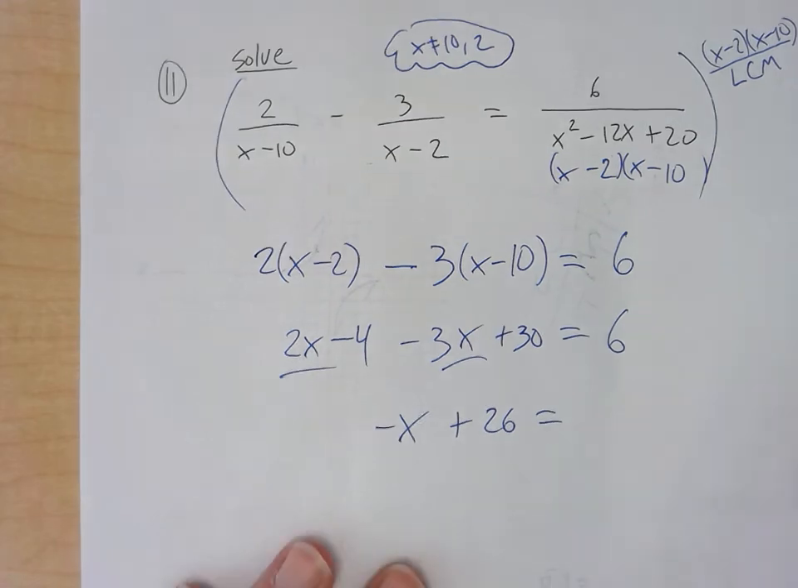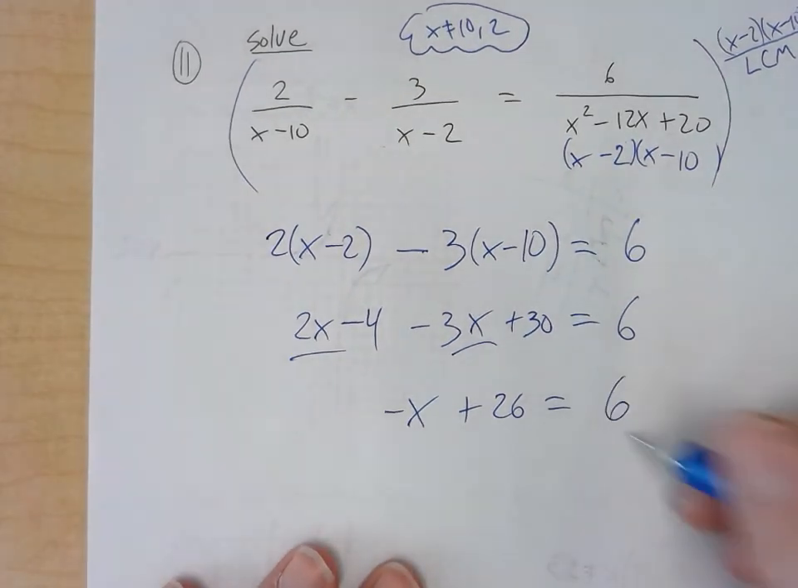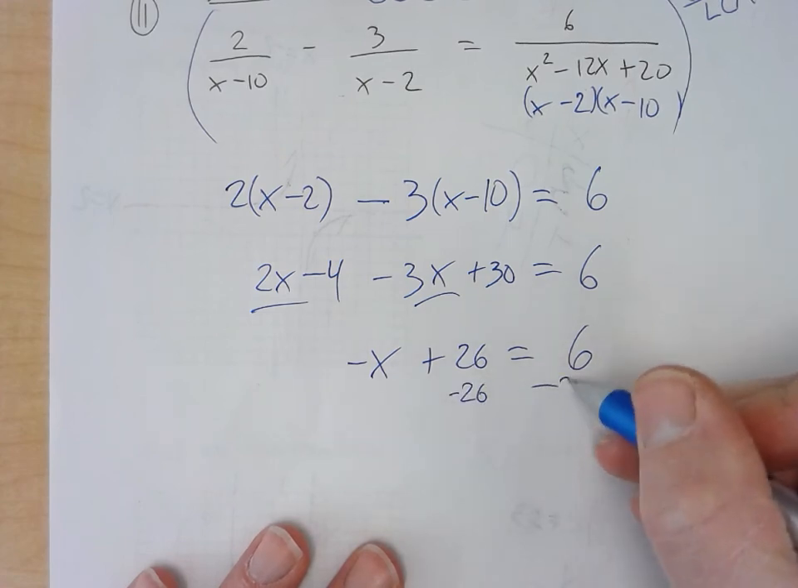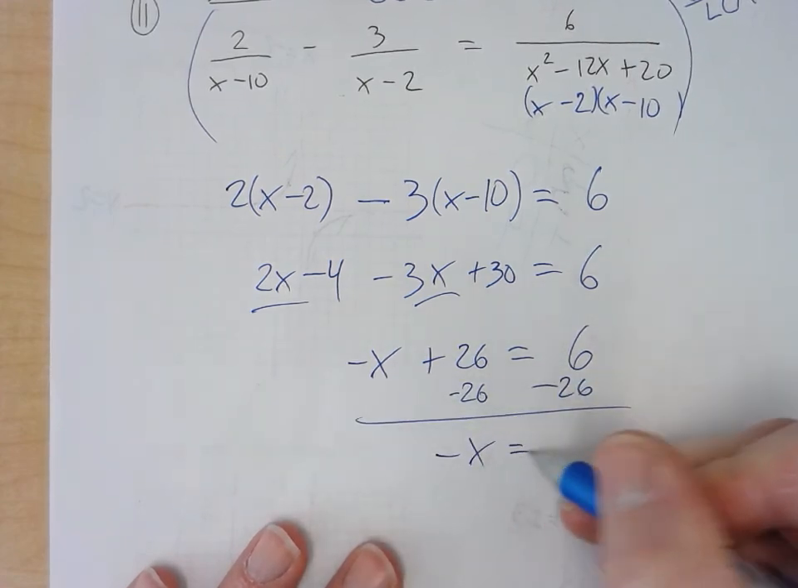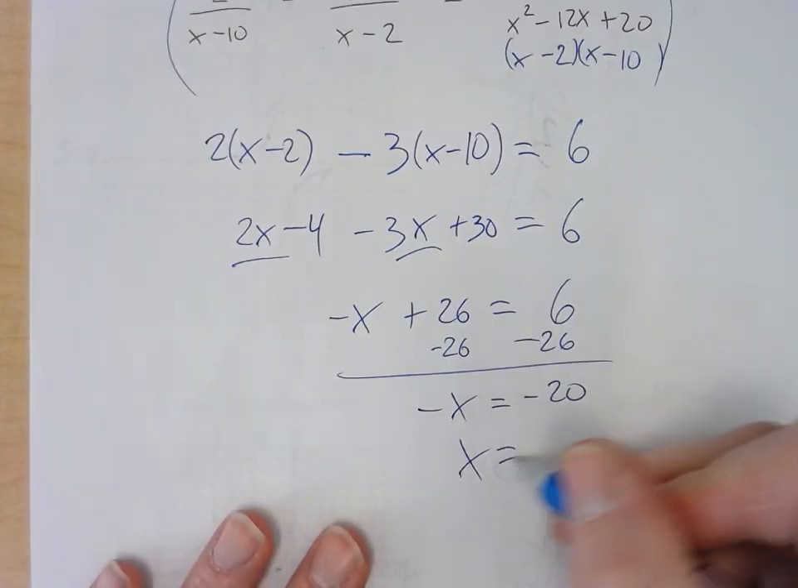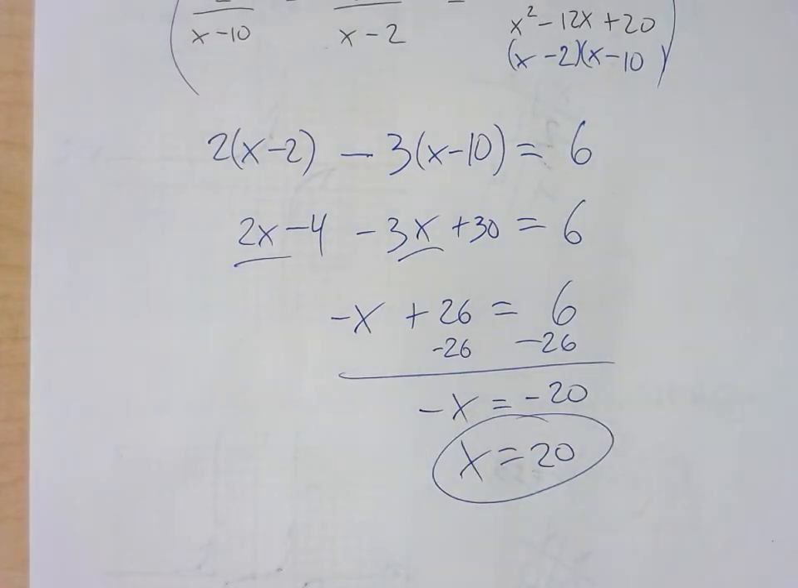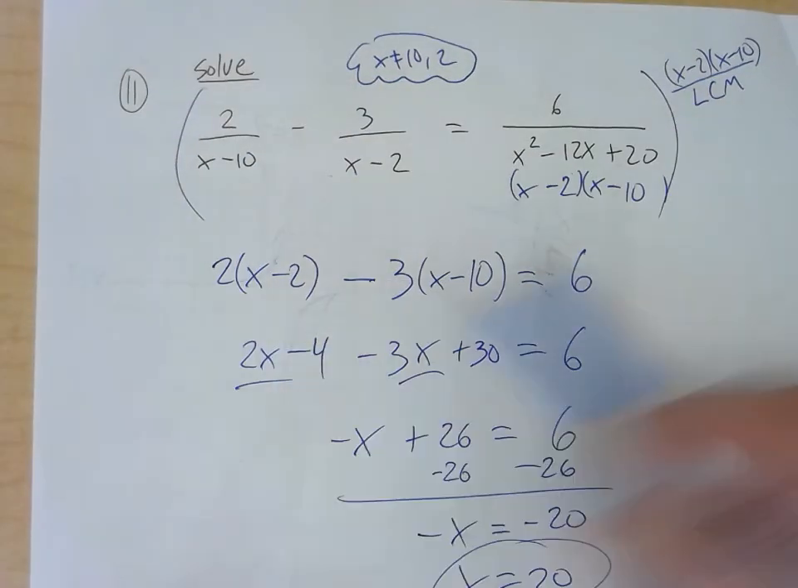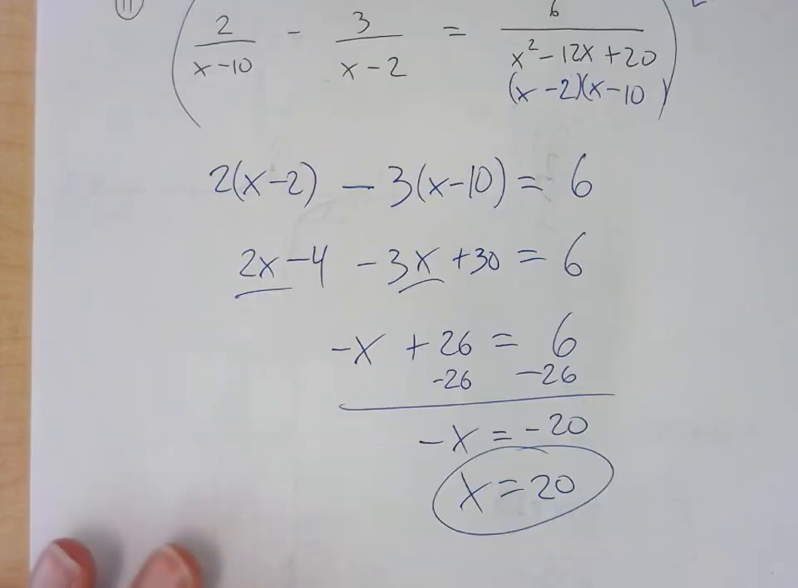All right, so bring the 6 down. Then we're going to subtract the 26 over. So negative x is equal to negative 20. Divide each side by the negative. x is 20. All right, and it doesn't interfere with the puffy cloud business, so x is 20 for all of this mess here. Awesome, done, woohoo.